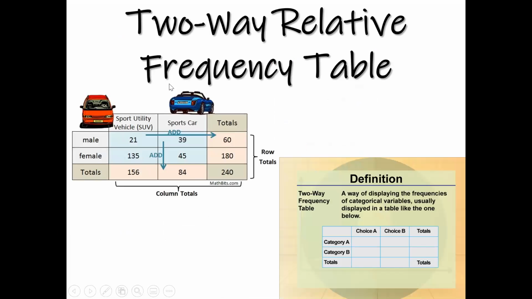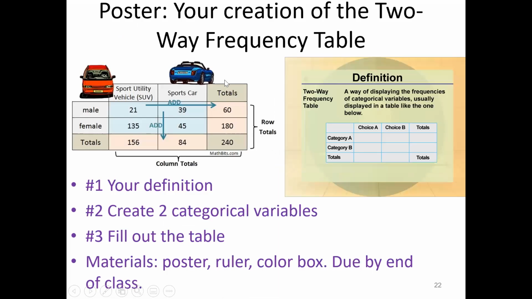Continue on. And then the last thing I want you guys to do is make a 2-way relative frequency table poster. So what I want you guys to do is create a poster of your own. You're gonna give me number 1, your definition. Number 2, your 2 categorical variables. You're gonna fill out the table just like how I have here and write down the numbers.